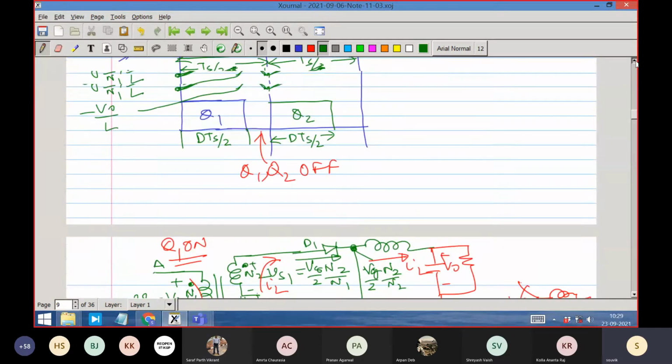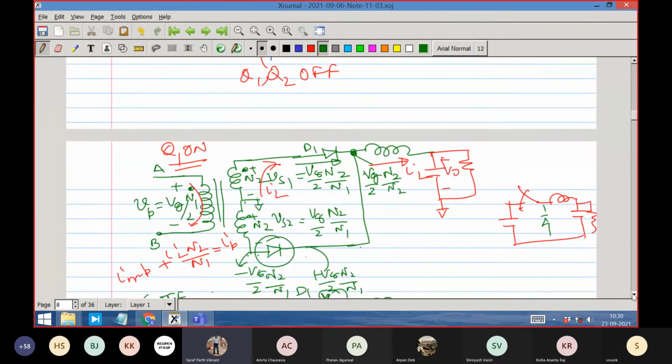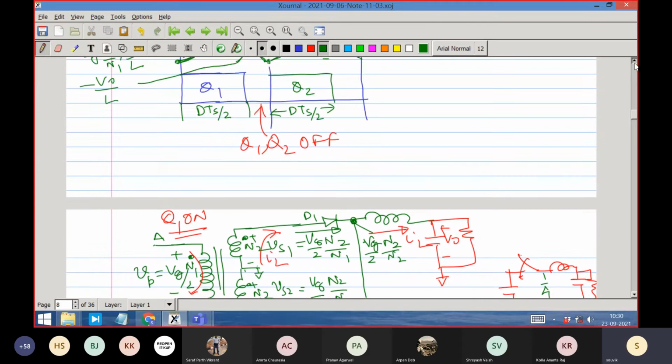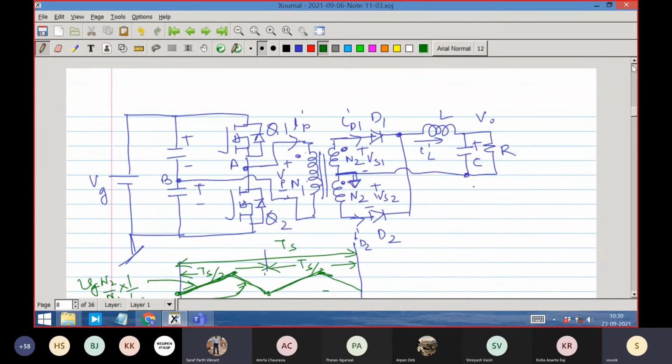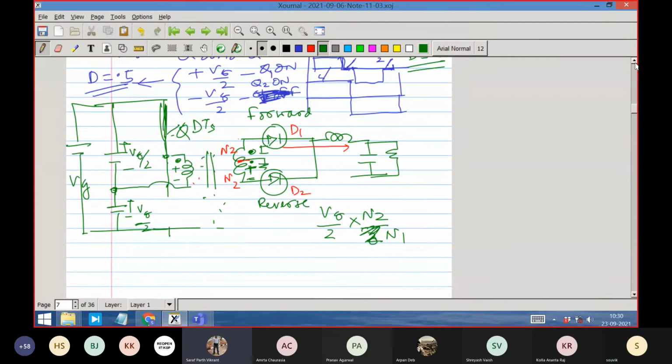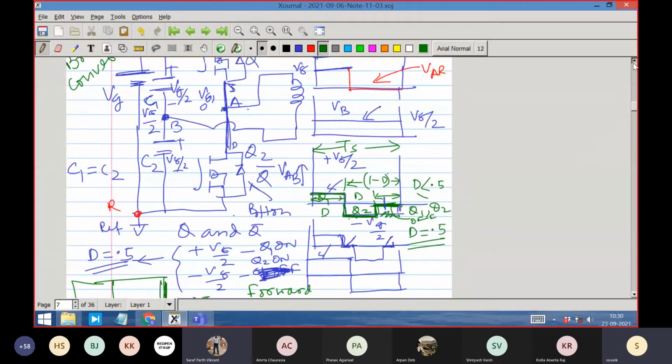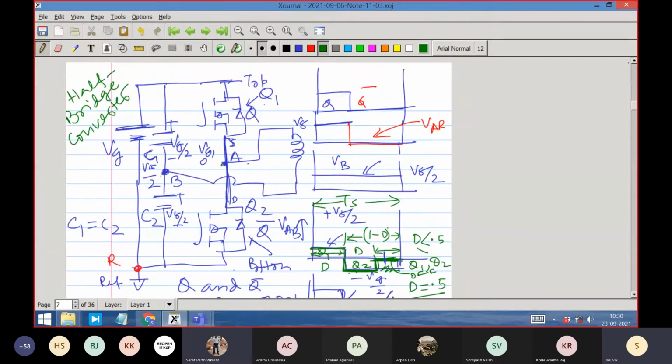Yes, please go ahead. So in the half bridge topology, we are replacing the Q and Q bar switches with Q1 and Q2, right? Which one are you referring to? With respect to the half bridge topology, I am naming them physically as Q1 and Q2.